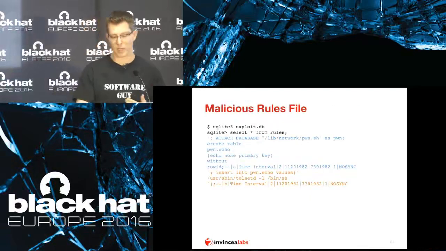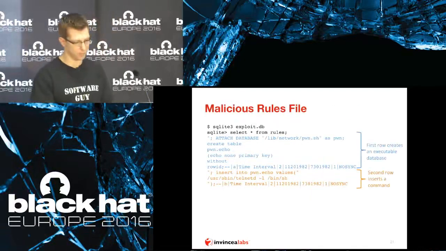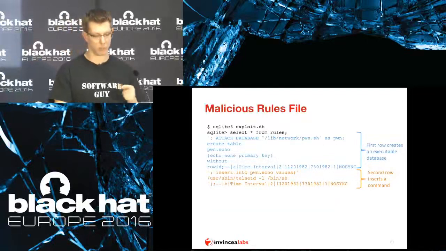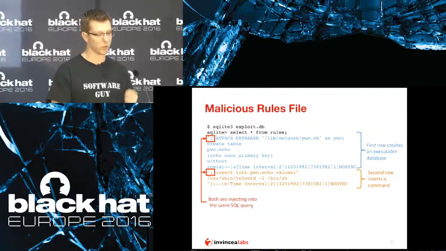So this is what the malicious database actually looks like. Instead of, the malicious rules table of the database. So we put two rows in here. The first one is going to create a file in a particular location. I'm going to go over why that location is important in a moment. That's the first row. The second row actually inserts the command we want to execute, just like we just showed.